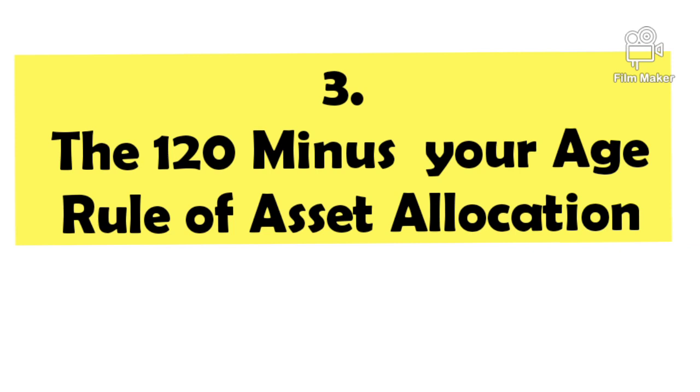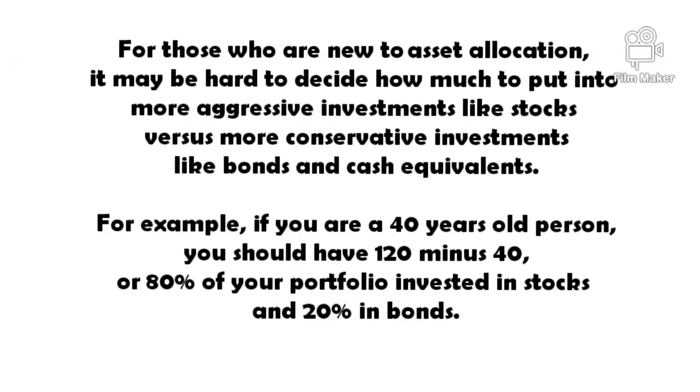Number 3. The 120 minus your age rule of asset allocation. For those who are new to asset allocation, it may be hard to decide how much to put into various instruments like stocks or bonds and cash equivalents. For example, if you are a 40-year-old person, you should have 120 minus 40, that is 80% of your portfolio invested in stocks and 20% in safer items like bonds.